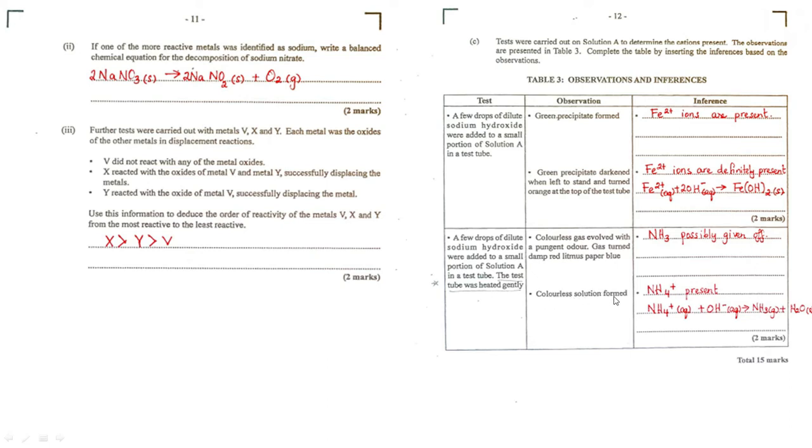The colorless solution formed proved that ammonium ions were present. What I needed to say was that it formed white dense fumes when HCl was placed above it. That would have been a better thing. But anyway, hey, I didn't write the test. So if you have this, you're quite fine.